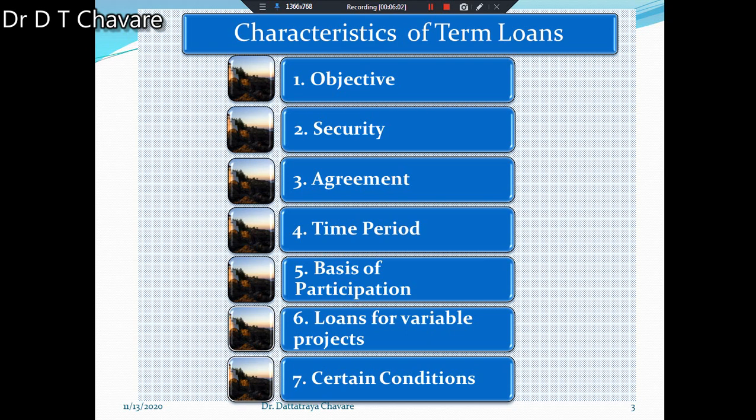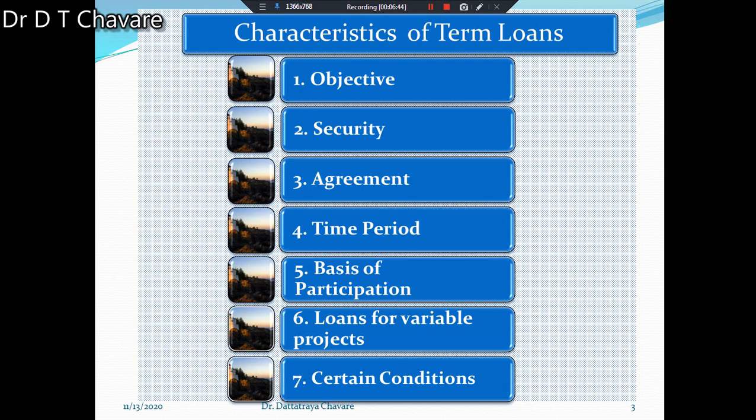Then the next characteristic I have mentioned here is loan for various projects. The lending institutions grant a term loan only if they are satisfied with the project. Try to understand, if they are satisfied with the project, such a term loan is granted. Such an agreement is also there. Then only they go ahead with the term loan. The borrower has to prepare and submit a projected cash flow.